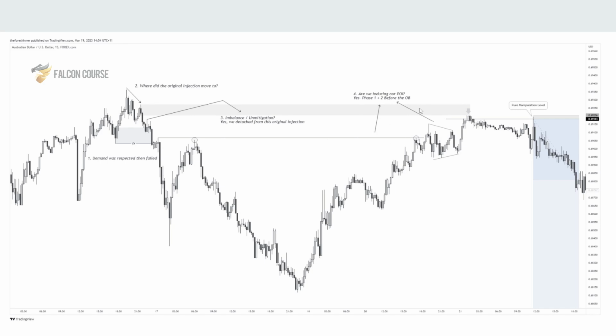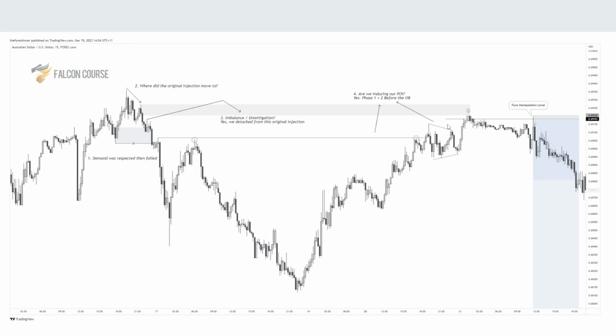And now number 4, are we inducing our POI? So yes, we are. If we look at this imbalance, right, this could have been the POI, but because we detached from this, we ended up tapping into this one. But this is where our inducement started. We had this kind of supply level we can look at, like a trap supply. We reacted to that. More orders reacted within that, like a kind of trend line. And then when we broke out of that, we ended up having another small range inducement. How so? Because we broke that, reacted to this, and then added this to our inducement chain.